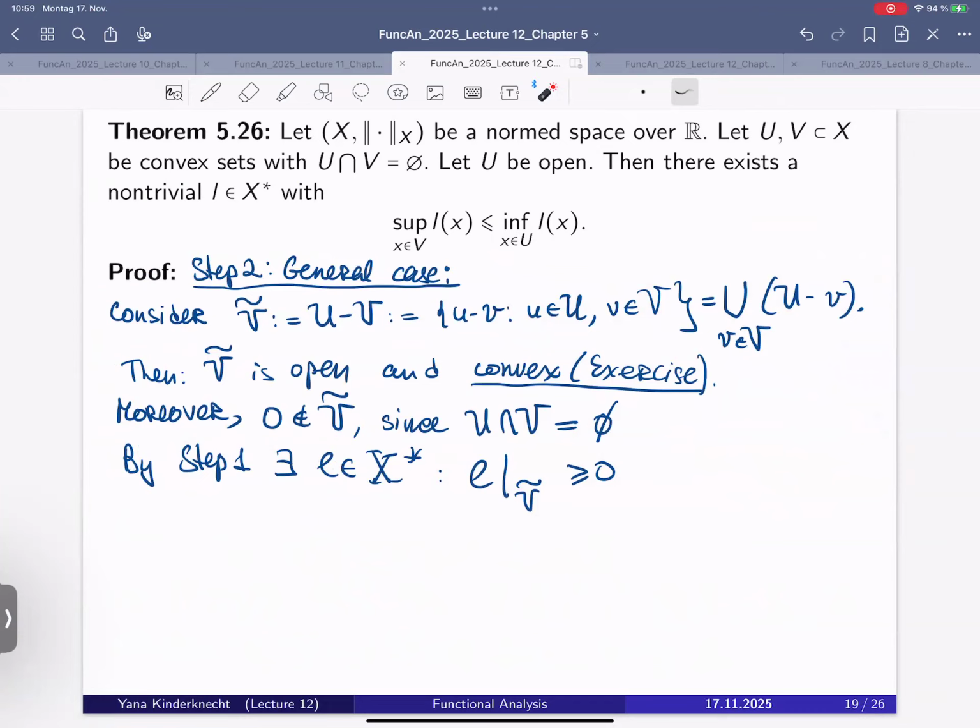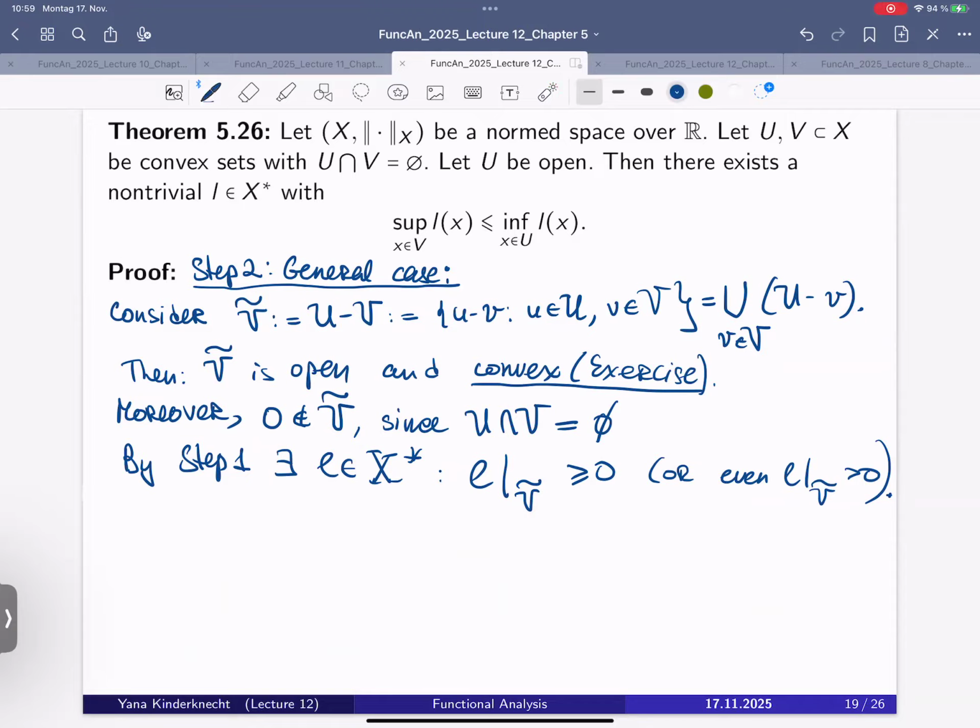So I can take this as my new U. This is an open set which does not contain zero. So we can separate zero and this open set by a linear functional such that this holds, or even this holds. And as I said, I have just changed the sign. So in step one, we had this, but it does not matter.